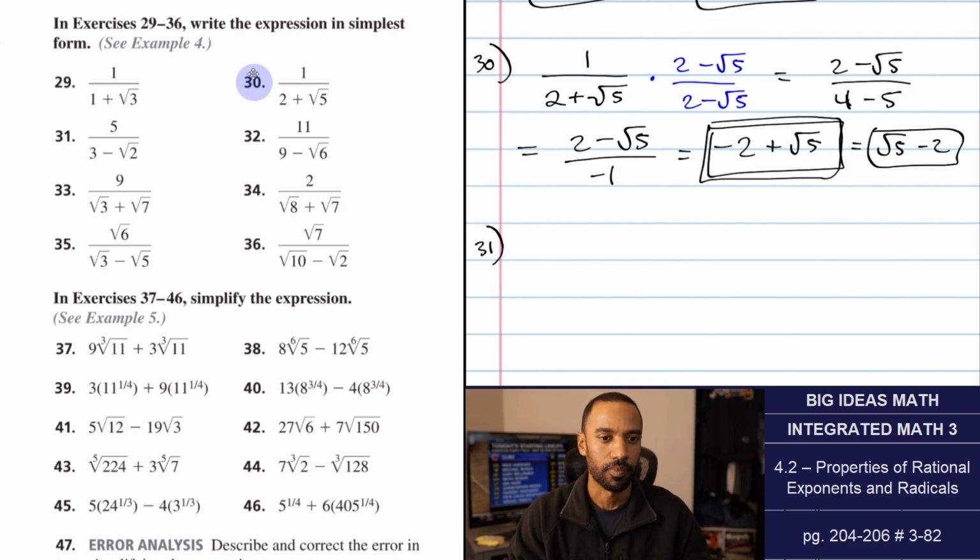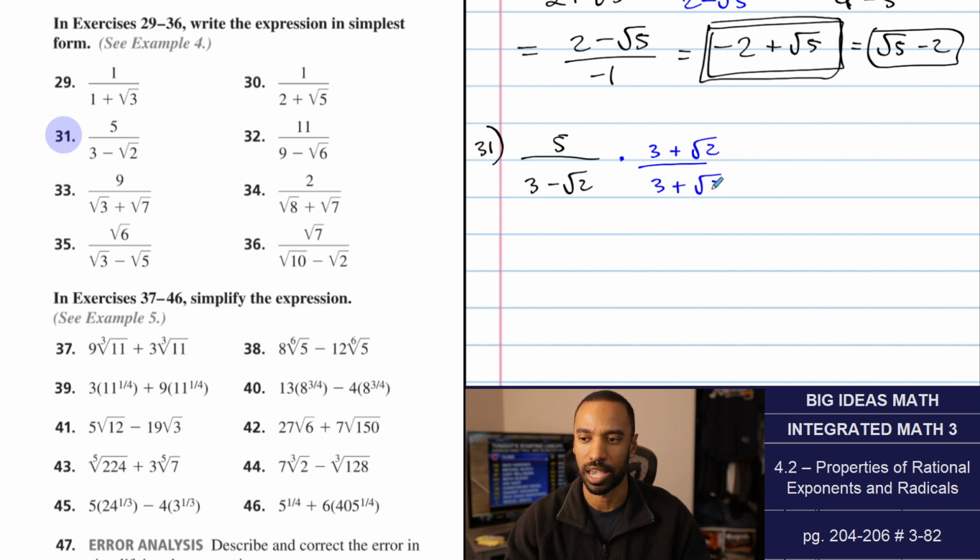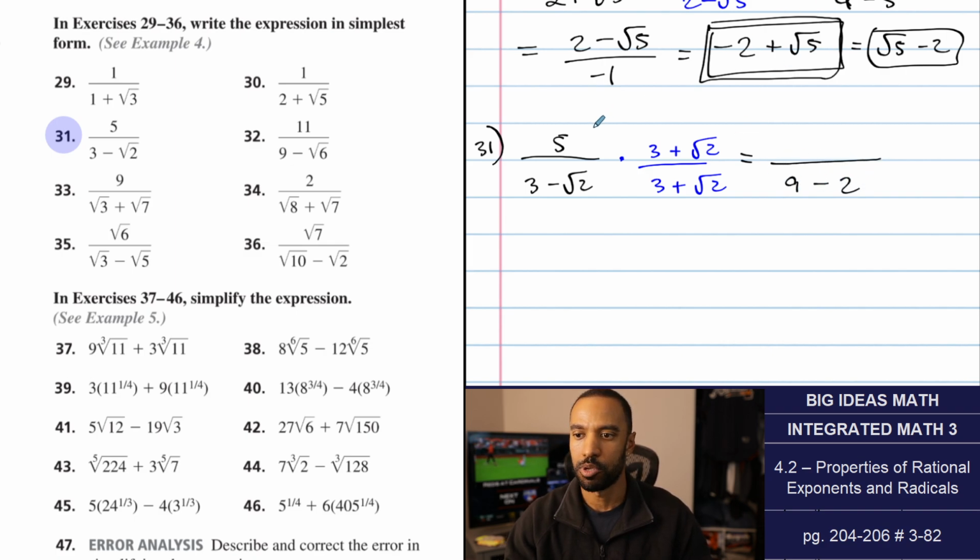Number 31, we have 5 over 3 minus root 2. Now, all of these have rationalizing the denominator, so I think after the first 4 of them, I'm really going to get that bottom half being a really quick done thing. The conjugate of 3 minus root 2 is 3 plus root 2. It always has to be the opposite sign of the second term to get the difference of two squares effect. Now, on the bottom, that becomes 3 squared minus root 2 squared. On the top, you must distribute this 5 into the 3 and the root 2, and you get 15 plus 5 root 2. 9 minus 2 is 7, so you get 15 plus 5 root 2 all over 7.